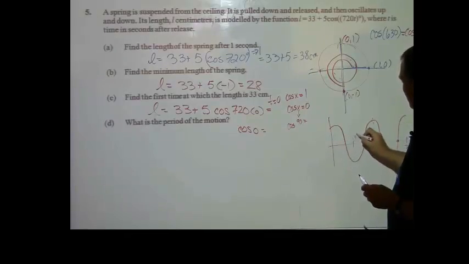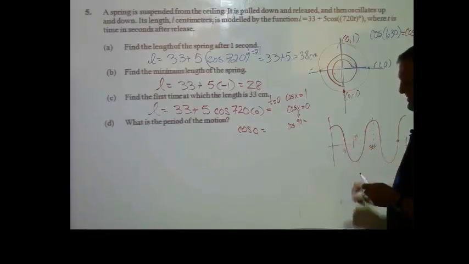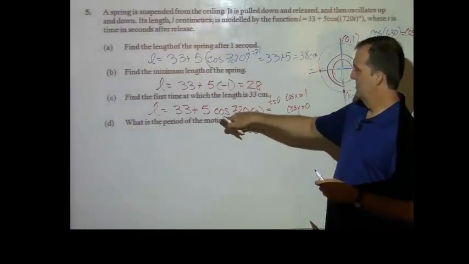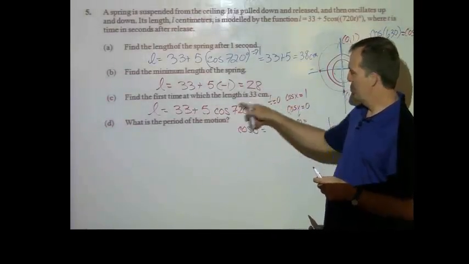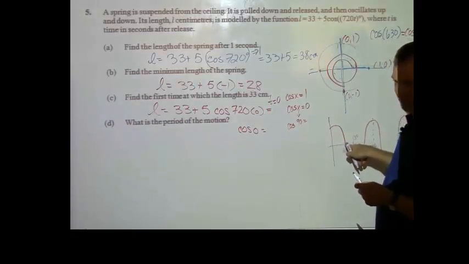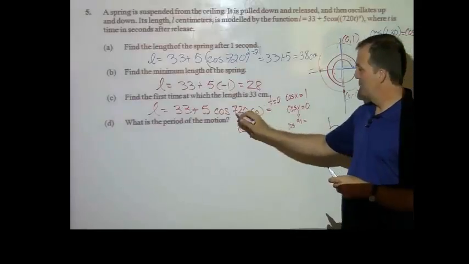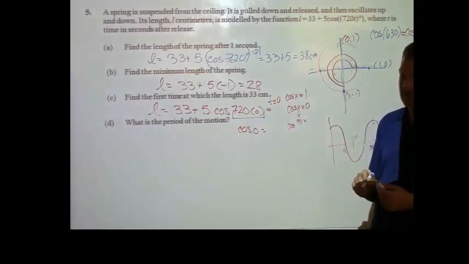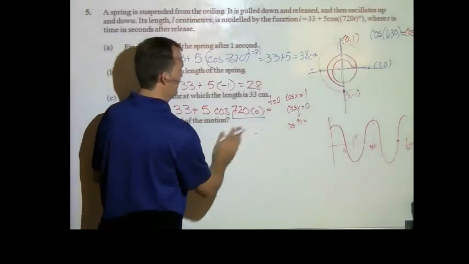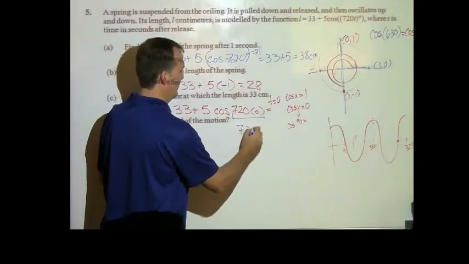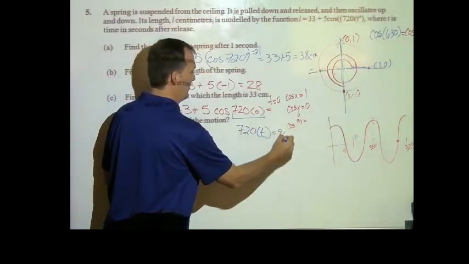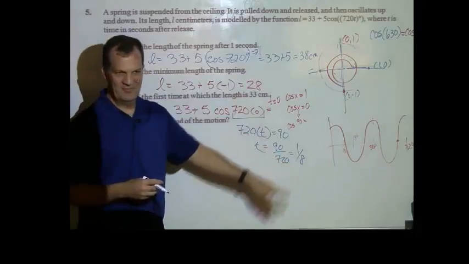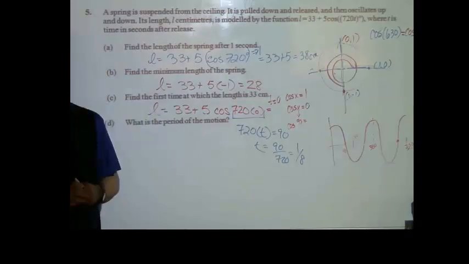We want to be adding 0 to 33. So we need this to be 0, which means we need this to be equal to 90. So the question is, 720 times t has to be 90. The first time at which the length is 33? 1/8 of a second.